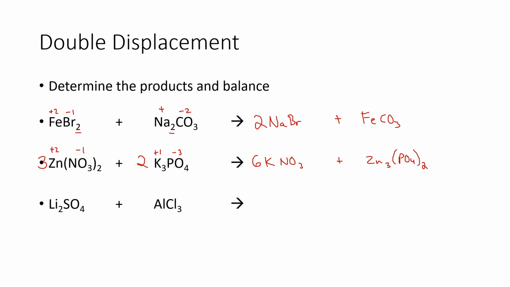The last one here, we have lithium with a +1, sulfate with a -2, aluminum with a +3, chlorine with a -1. So we're going to end up with lithium chloride, which is great because both of those are +1, -1. And then we have aluminum and sulfate, which is similar to the last one. We're going to have aluminum with the 2, and we're going to have the sulfate with the 3. And then the balance will also likely be similar. We got 2 aluminum, so we'll need 2 there. We got 3 sulfates, so we'll need 3 here. And that's going to end up with 6 lithiums, same balance as the one above.